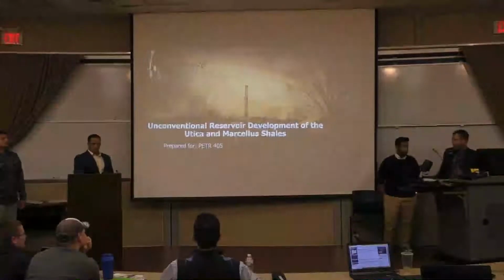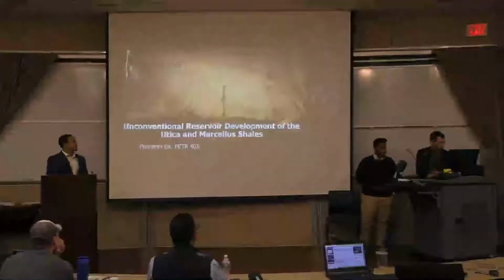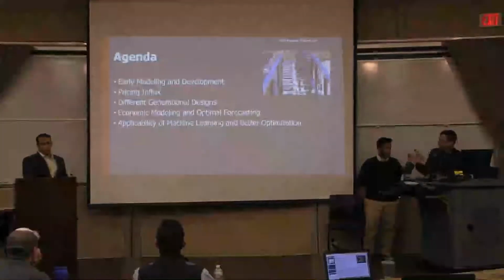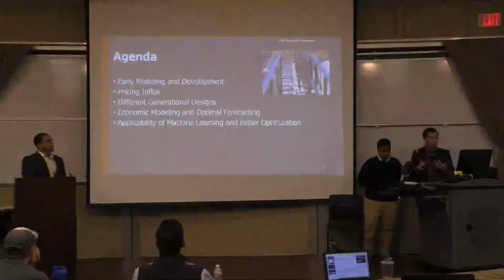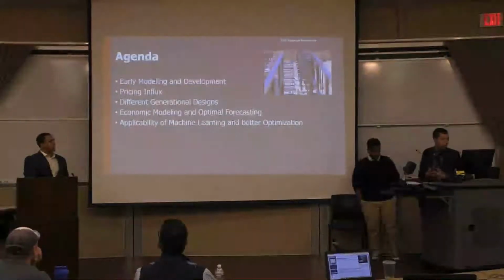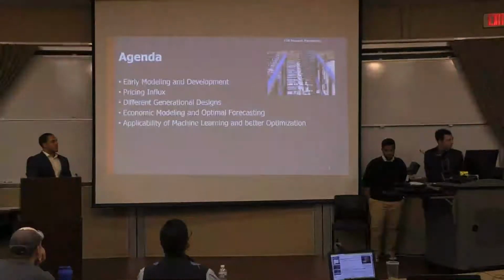We're going to talk about unconventional reservoir development, especially how it applies to the Utica and Marcellus shales. So let's get into it. We're going to talk about early modeling and development, as well as the pricing influx, different generational designs we've seen, as well as some economic modeling, and then, of course, how do we apply machine learning to what we're actually developing up here in the Northeast.